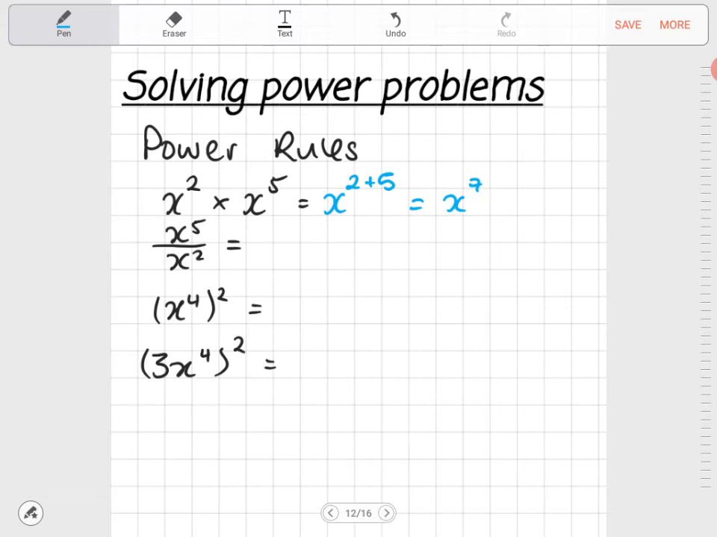When we are dividing them, we are going to do the opposite of what we did with timesing, because multiplication and division are opposite, so addition and subtraction are opposite. So we're going to have x to the 5 and we're going to take away 2. So we're going to end up with x to the power of 3.